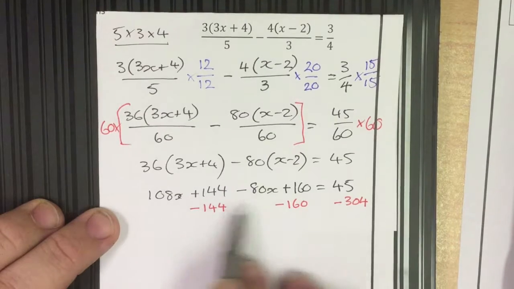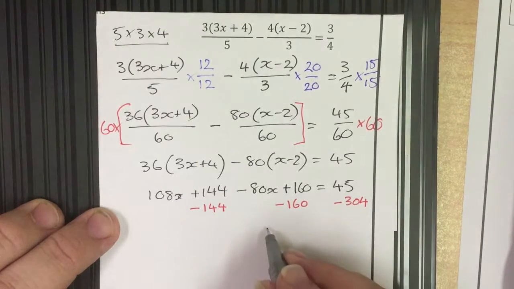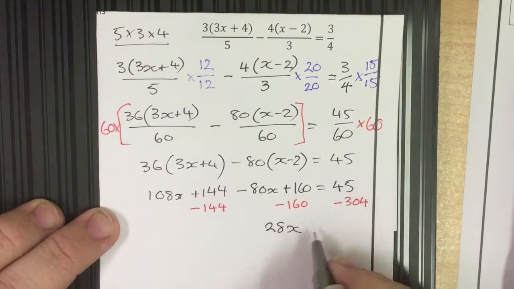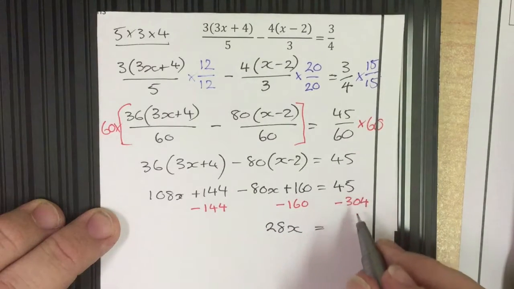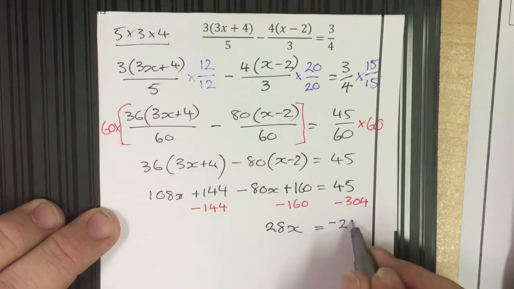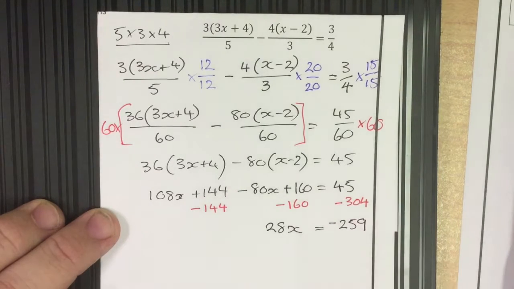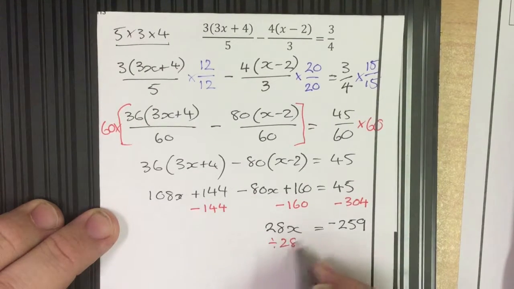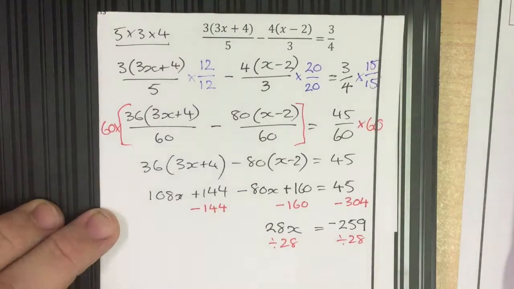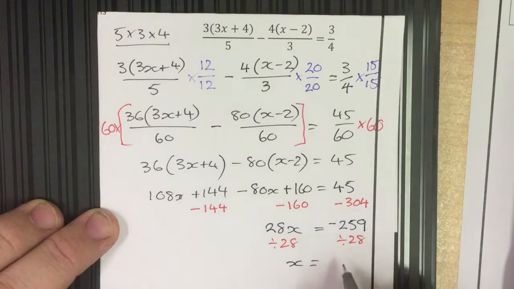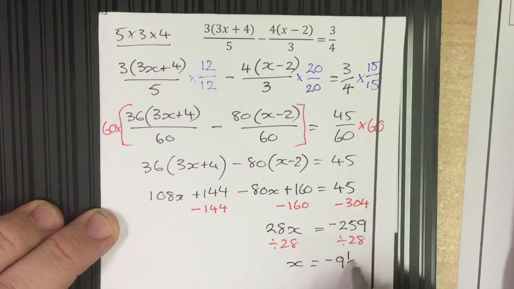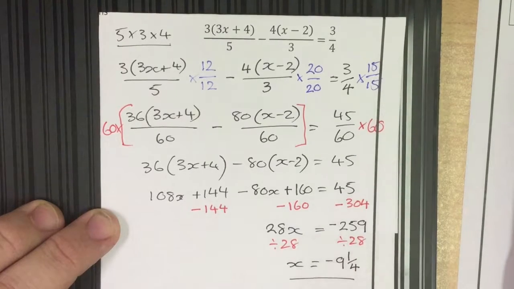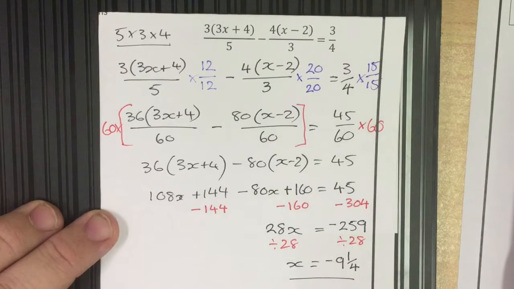When I simplify and gather my like terms here, I get 28x, and this is equal to negative 259. So from here it's a walk in the park now. Divide by 28 on both sides. Go ahead and use your calculator. Try to leave the answers in a rational, even a mixed number format would be the way to go. Much easier to deal with in algebra than decimal numbers in the future.